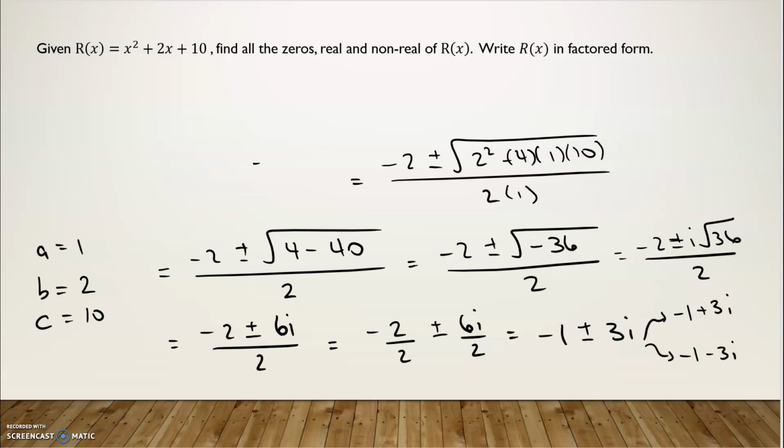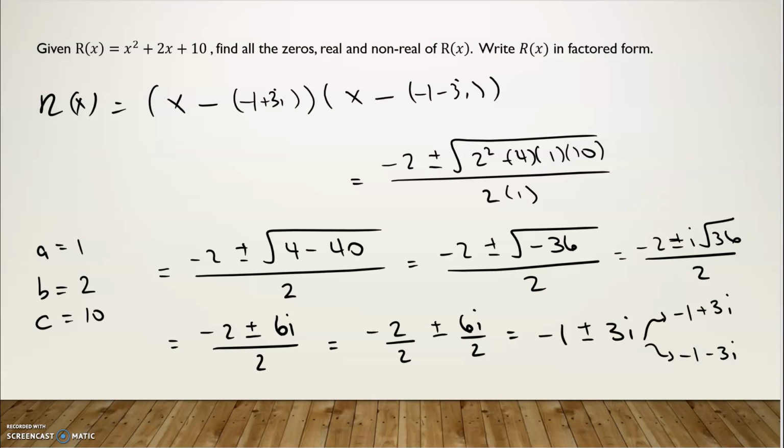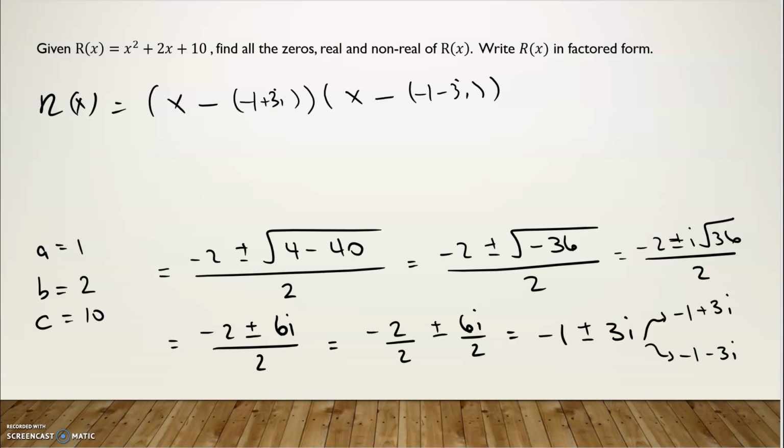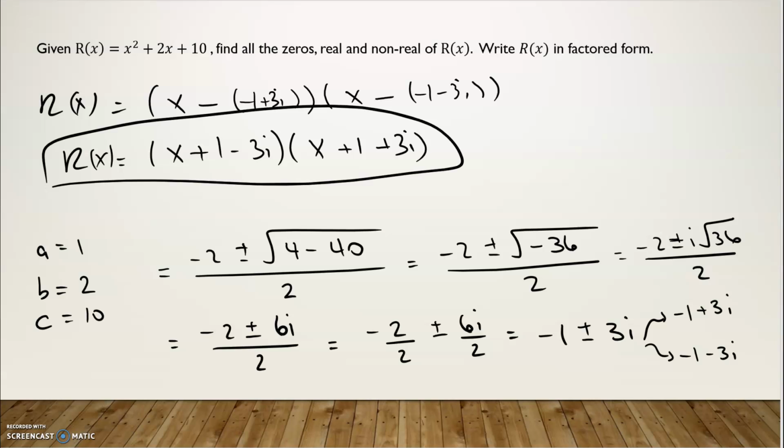Okay, so let's make a little room. So r of x is the same thing as x minus this whole thing, and then x minus this whole thing. So we've got negative 1 plus 3i, and we've got negative 1 minus 3i. Okay, so that's going to be x plus 1 minus 3i, times x plus 1 plus 3i. Okay, so there's the factored form of r of x.